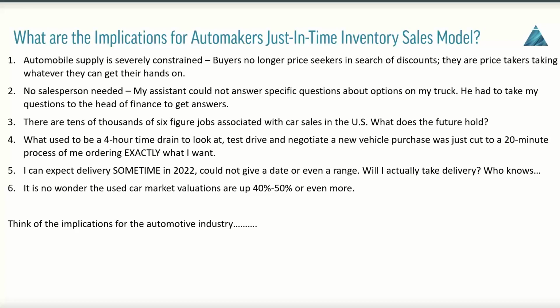Obviously, automobile supply is severely constrained, right? So traditionally, buyers have been price seekers, right? We go out, we shop for cars, we put one dealership against another, we get discounts, then we make our selections, right? It's not happening anymore. We're no longer price seekers. We're price takers. We're literally taking whatever we can get our hands on. So this is a huge, huge supply and demand shift, okay? It was supposed to be temporary. It's looking like it's a little bit more embedded now that Ford is contemplating this new sales model.